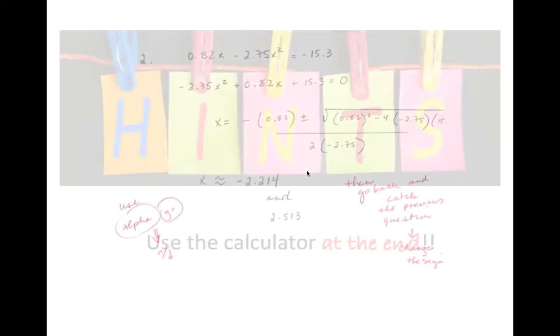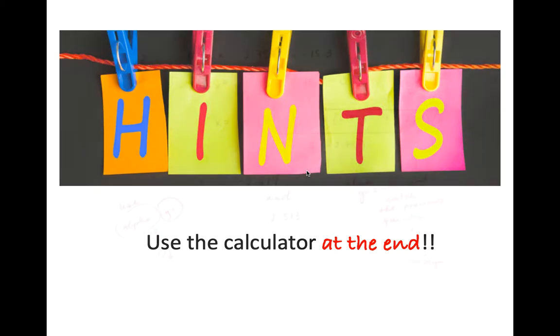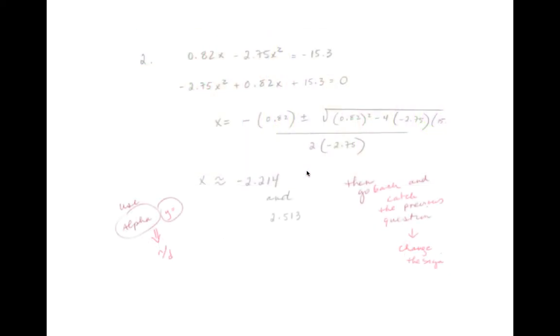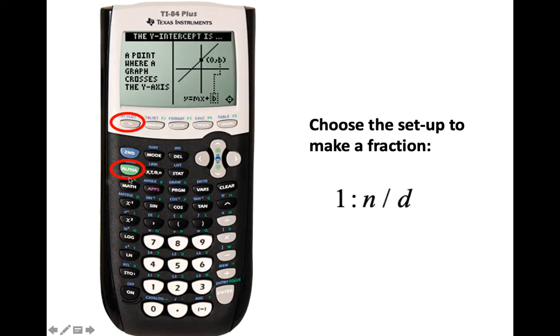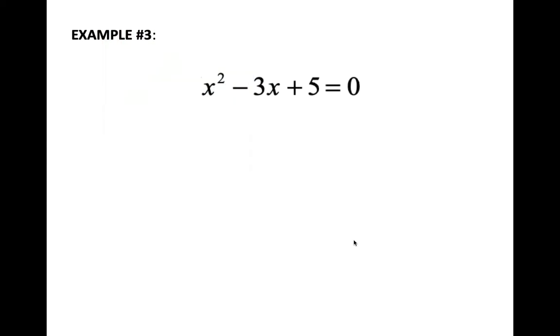Those are two tricks that we use for using your calculator. Make sure you only use the calculator at the end and watch out for those things. These are the calculator tips once again. Here's where you're doing alpha y equals. This is not the screen that you will see; unfortunately, I couldn't find anything online with that. But choose number 1, which says n/d. Once you've entered the equation for the first intercept, simply use your cursor to copy it and then adjust the plus or minus sign depending on which one you did first.